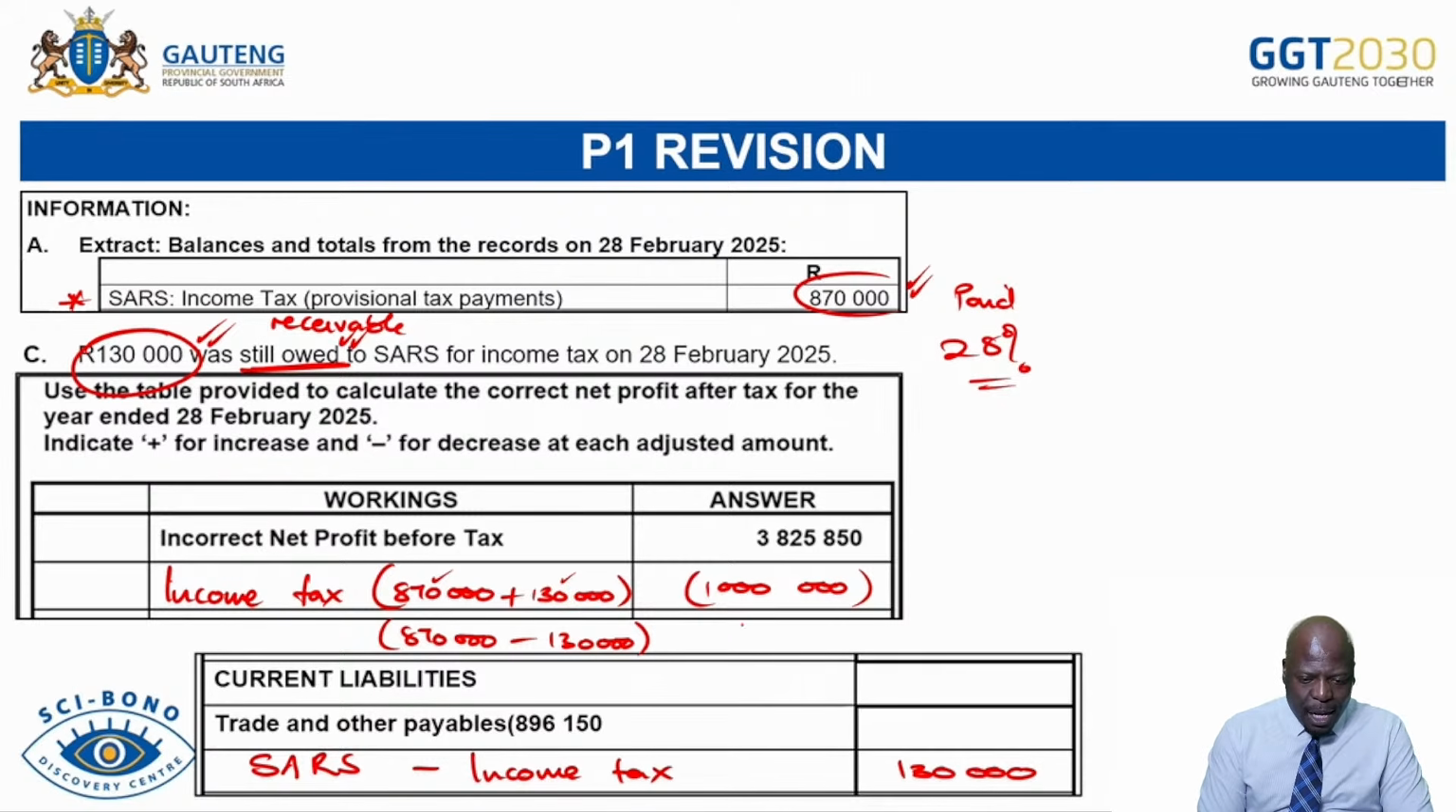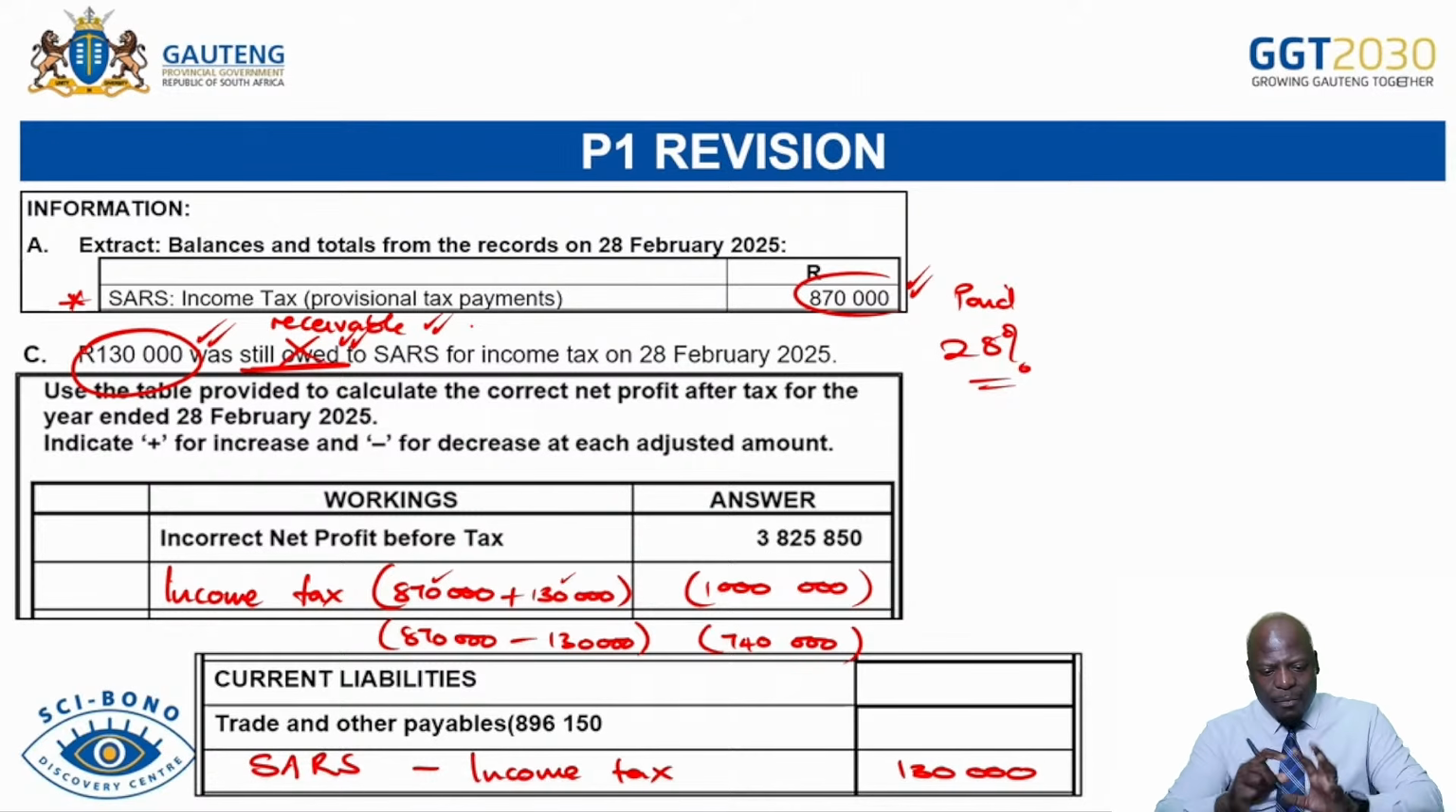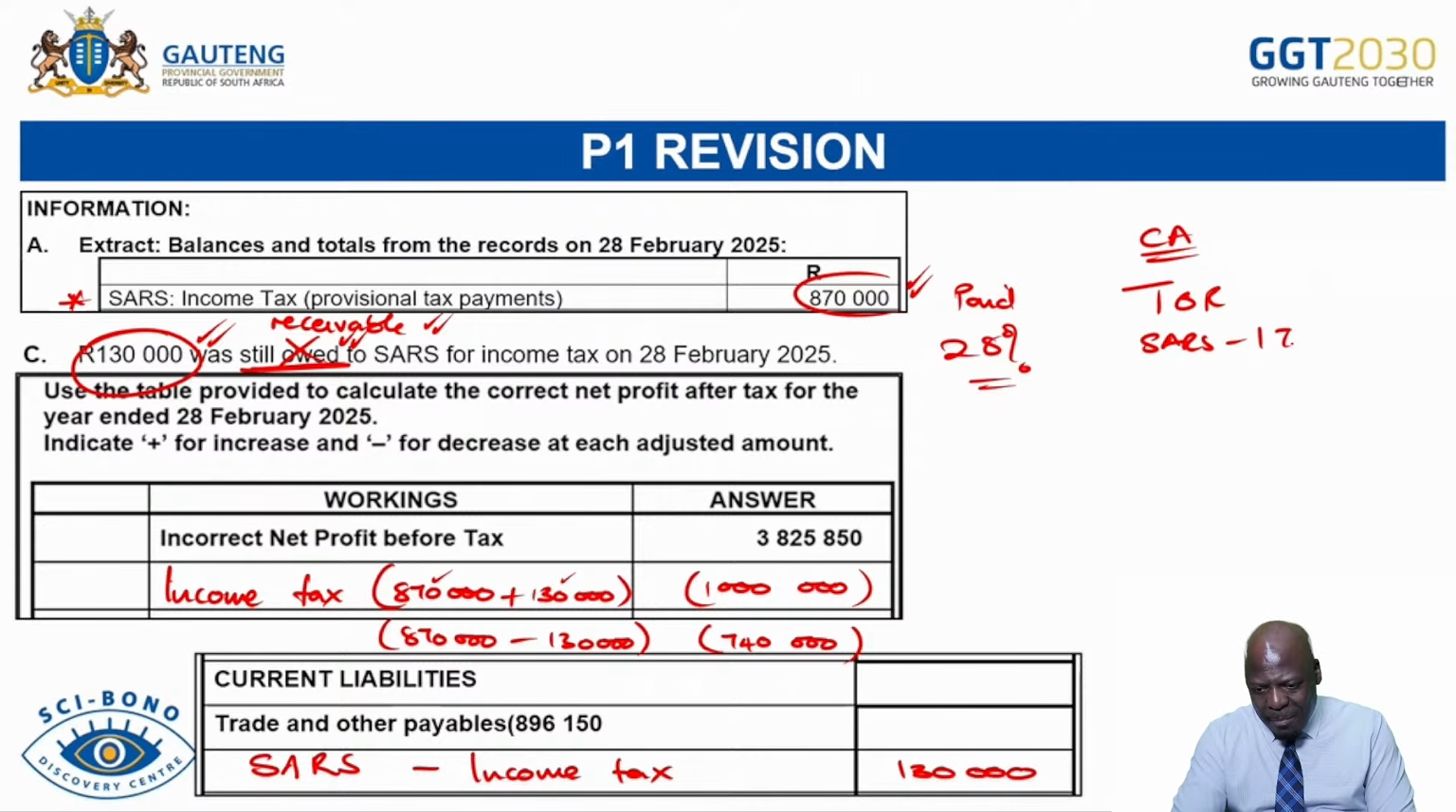Then your income tax amount therefore would be 740,000, if that statement changes from owed to receivable. Then we would bring it to trade and other receivables or current assets. We'll bring it to current assets, and under current assets you say SARS income tax, because it is receivable. We good? Okay, so very key.